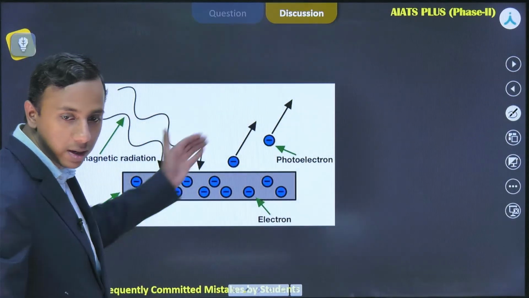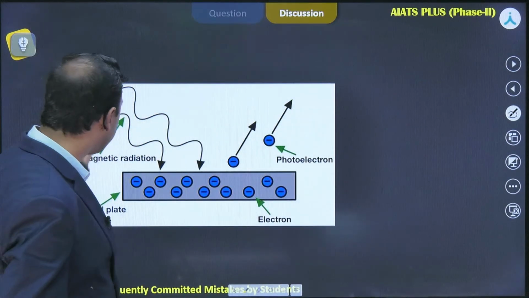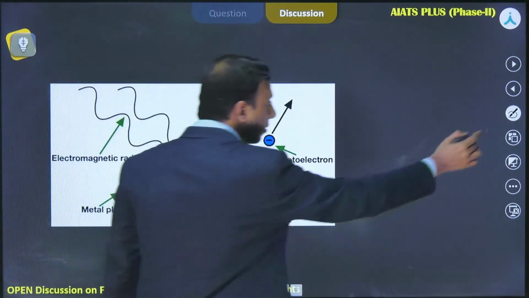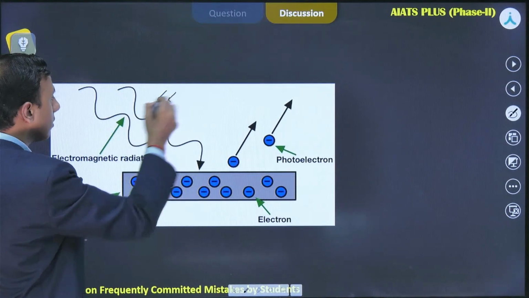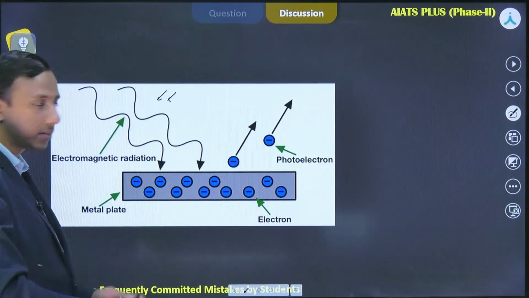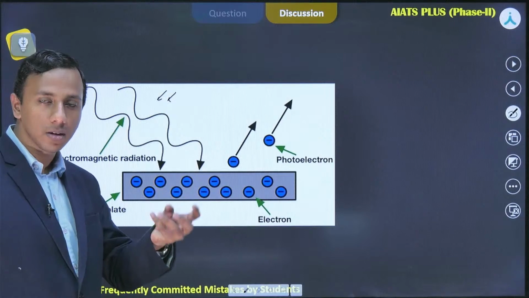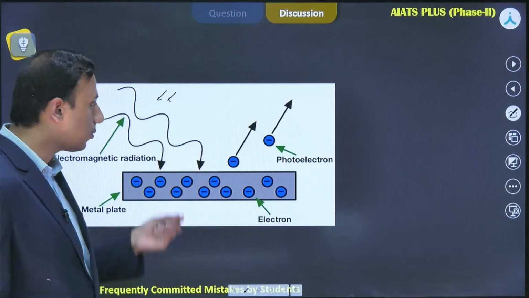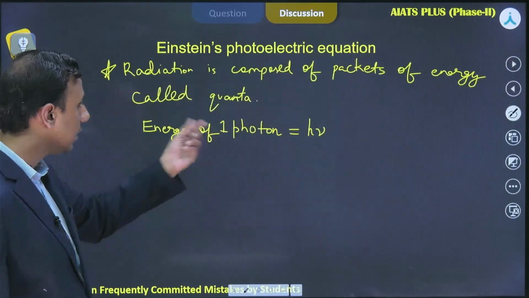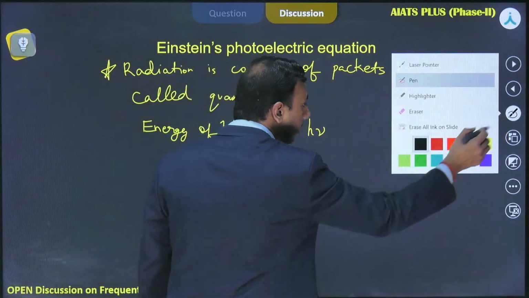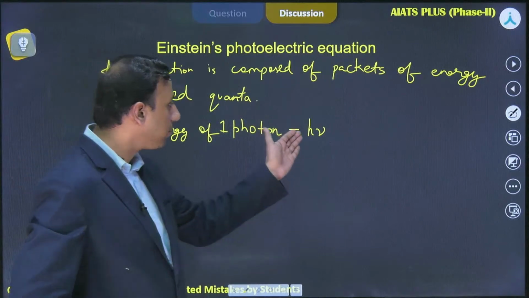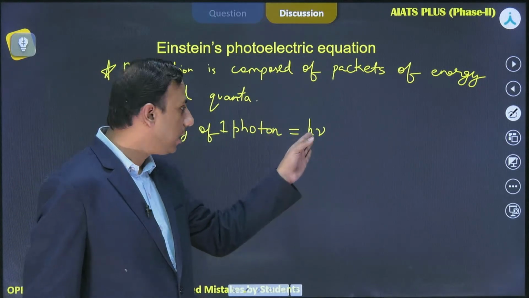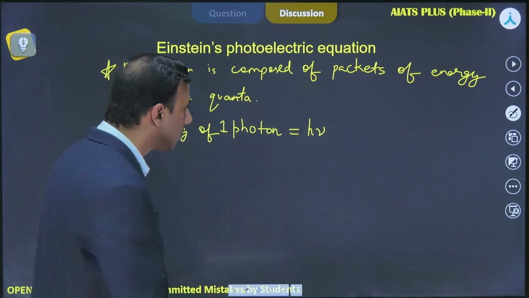If you see in this figure, whatever energy is falling over here, this energy is falling in the form of packets or quanta or photons. So the energy of one photon is h into nu. And what is h over here? This you are already aware of. h is the Planck's constant and nu is your frequency.